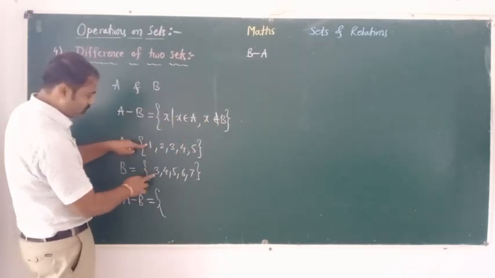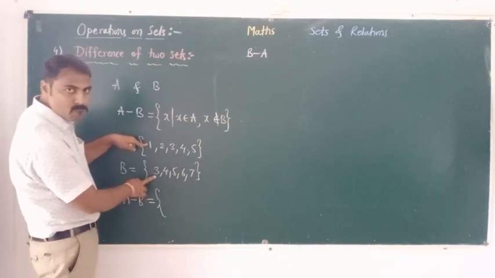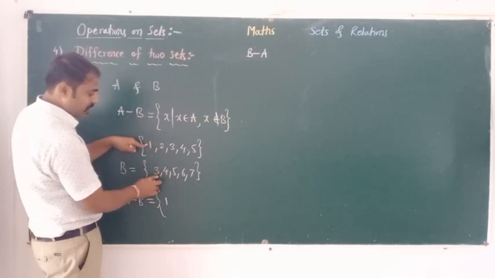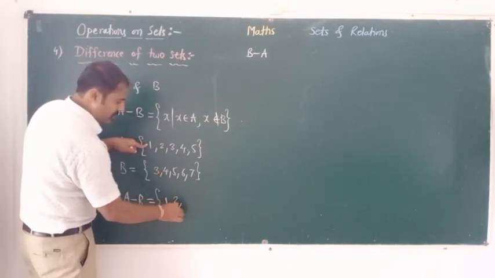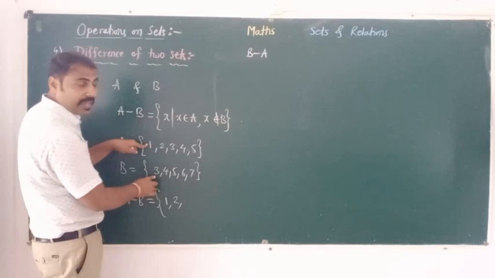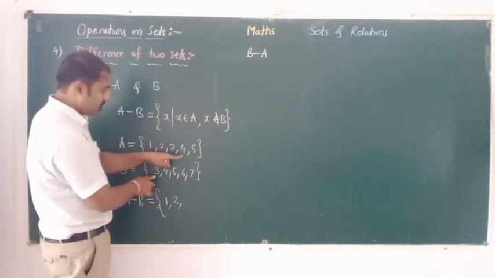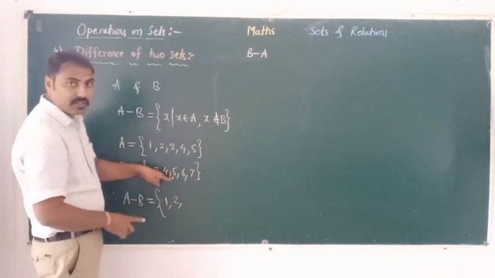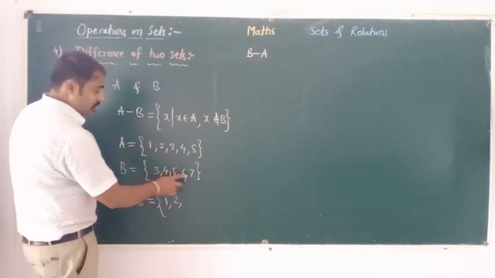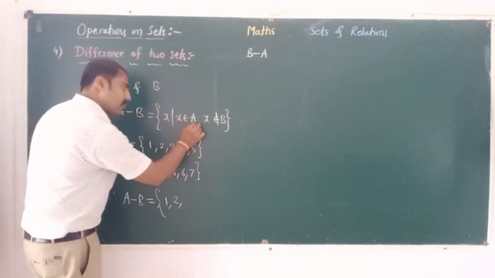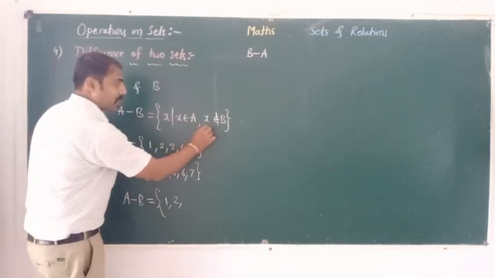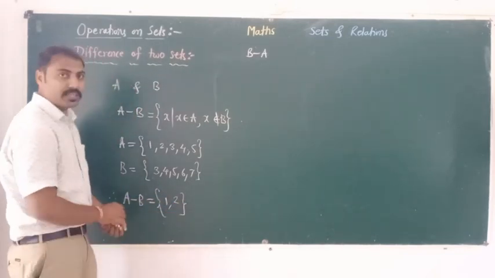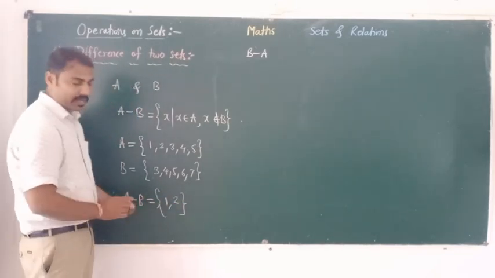Look here. Is 1 in B? No, so write it. Is 2 in B? No, so write it. Is 3 in B? Yes, don't write. Is 4 in B? Yes, don't write. Is 5 in B? Yes, don't write. It is the set of all elements of A only, which are not in B. So A minus B is clearly the set {1, 2}.